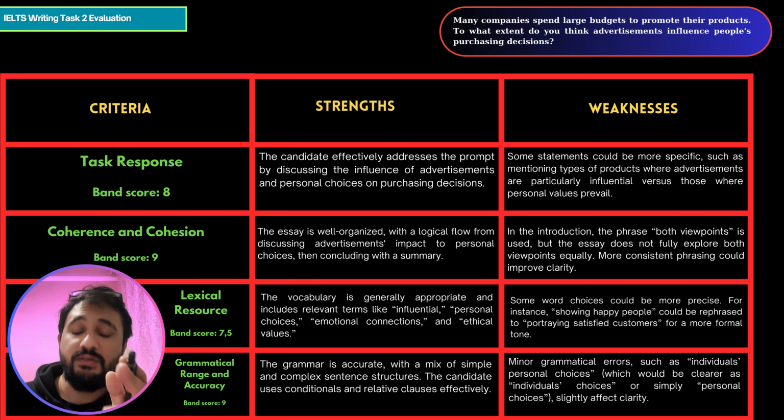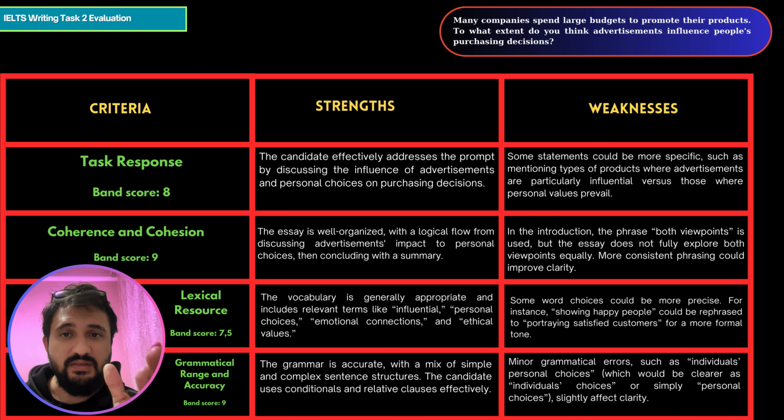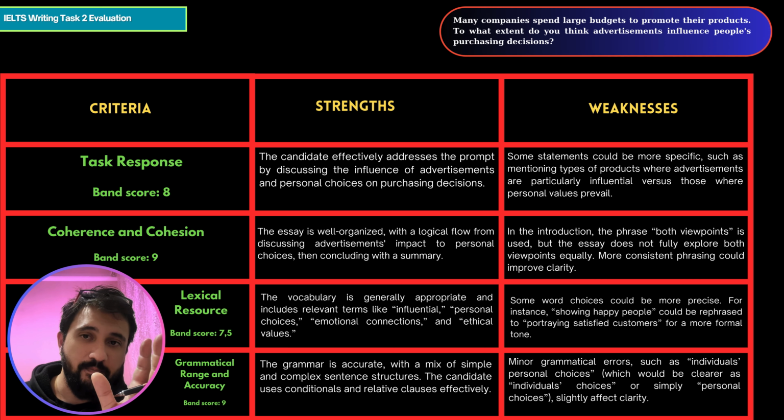So, let's see coherence and cohesion, second part. According to this criteria, this essay is well organized with a logical flow from discussing advertisements' impact to personal choices, then concluding with a summary. Transitional phrases like on one hand, for example, in conclusion, are used effectively. But we have some weaknesses here.